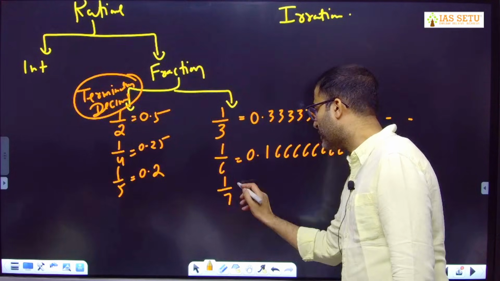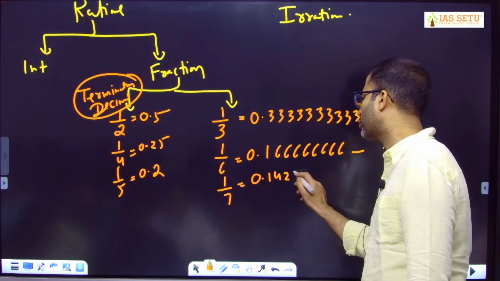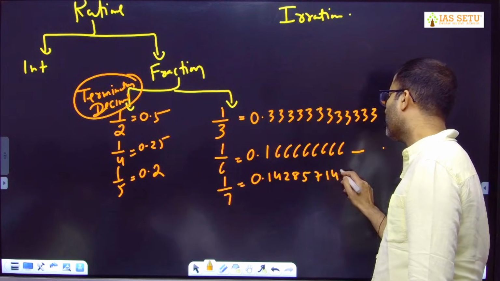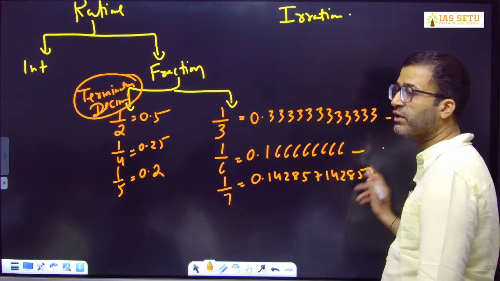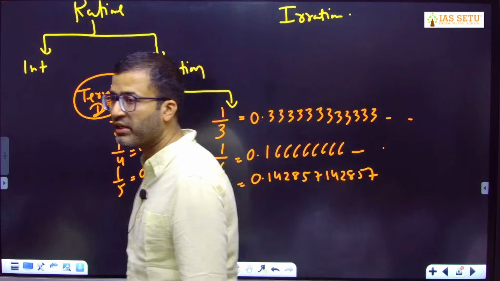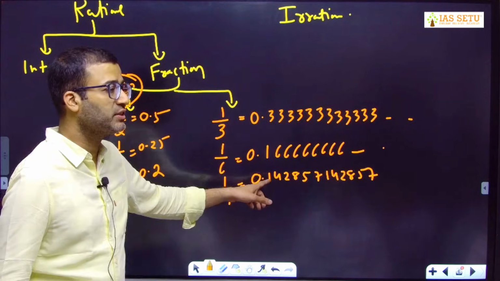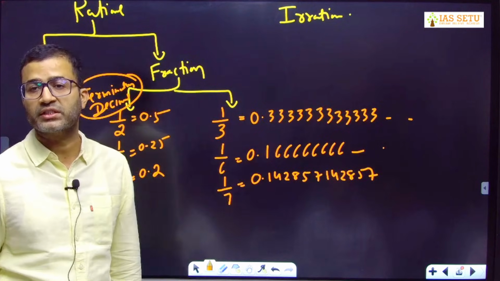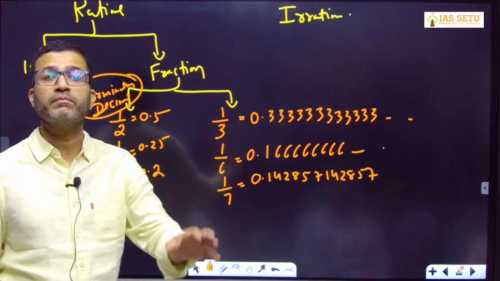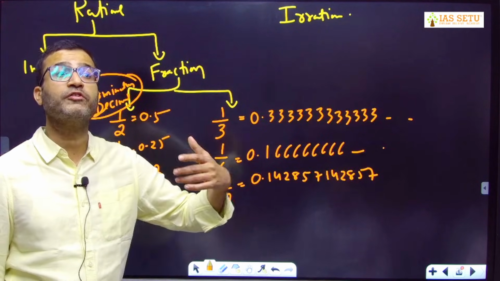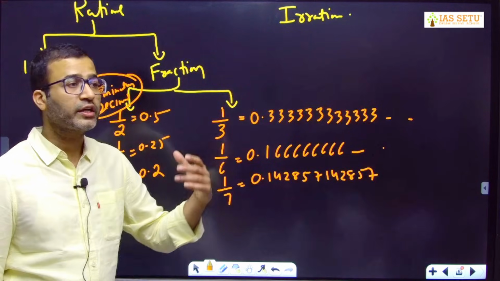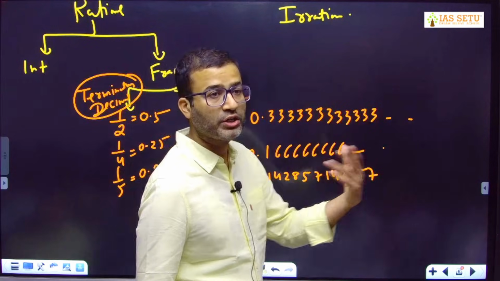You can check 1/7. 1/7 is 0.142857, 142857, 142857, 142857. It is not necessary only one digit repeats. Maybe there is a repetition after 6 digits. You can check 1/19 at your home. You will find repetition after 18 digits. So there can be a repetition after 20 digits, 25 digits.